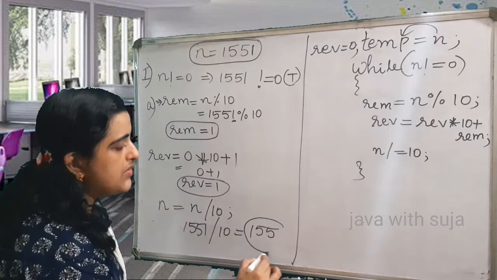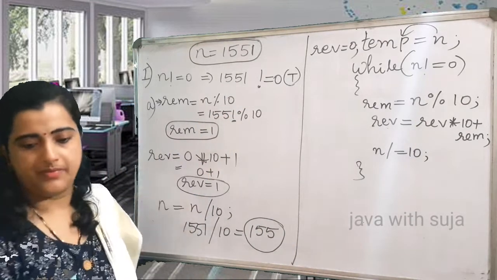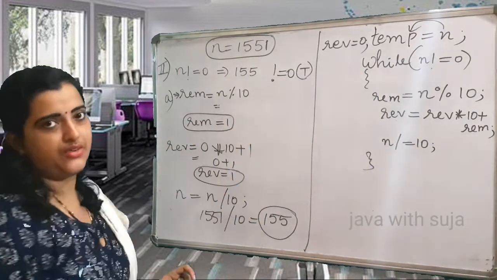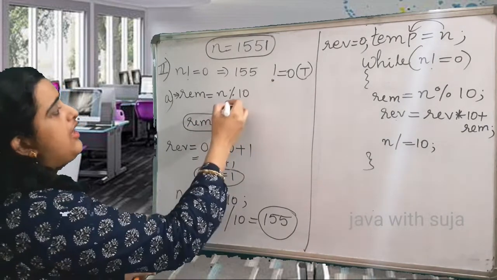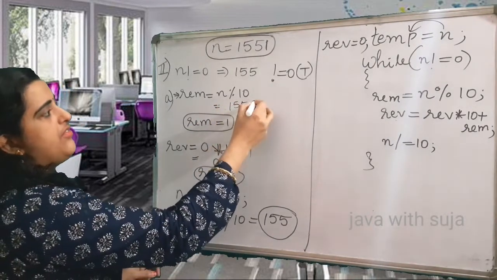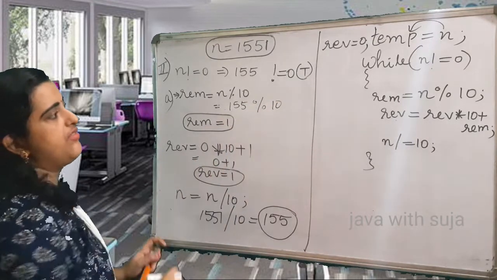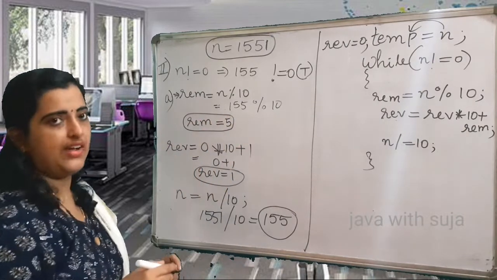Now this becomes our current input. Let us see the second step. Our current input is 155, which is not equal to 0, so the condition is true. When the condition is true, obviously we have to take the mod operation, that is 155 modulus 10. This will be overwritten: 155 modulus 10 is 5. So the current reminder is 5.